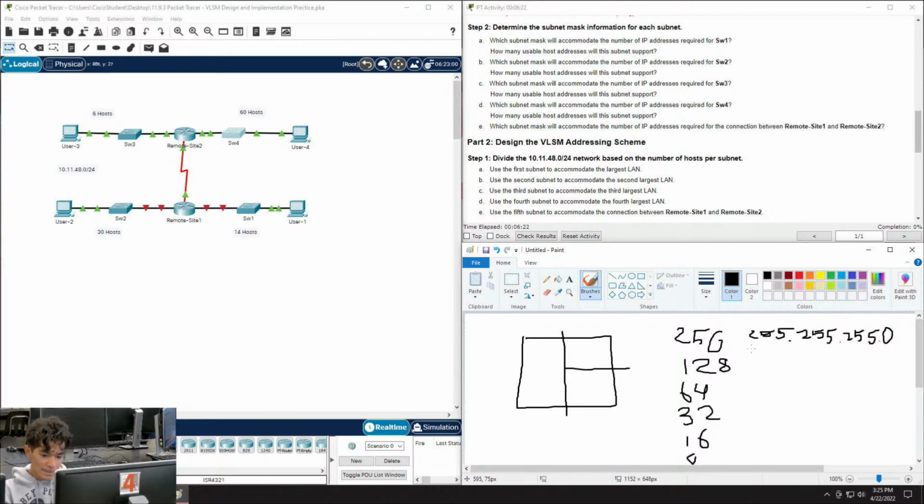Now, if we were to split it into 128, that'd be all that, 255.255.255, but instead of .0, it'd be .128. And then for 64, we would keep the 128 and add 64 to that. So it'd be 196. Right? Yeah. 192, my bad.